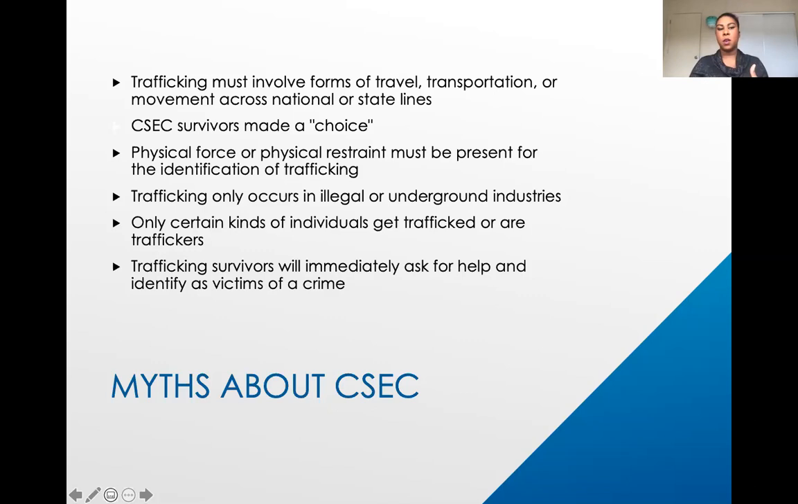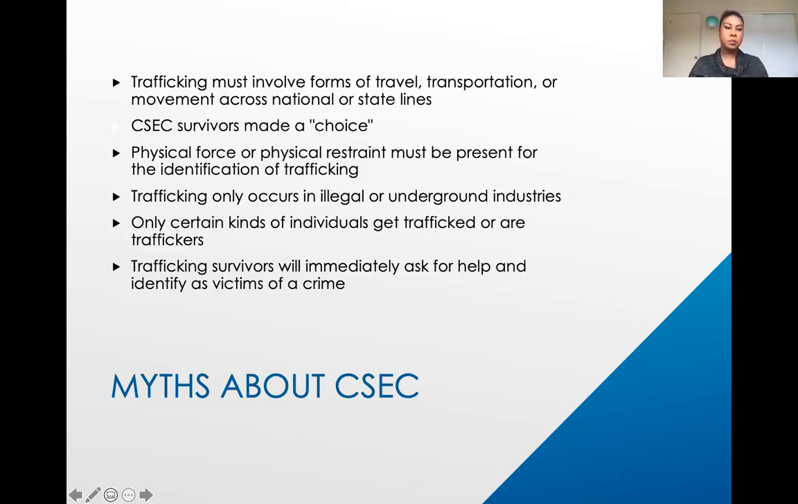Another big one is that trafficking only occurs in illegal or underground industries. One thing we know is that you can have somebody who is a CSEC survivor in what we would have known as a legitimate business. One that comes up often is, unfortunately, children who are forced into pornography. Legitimate pornography is a non-illegal business, but this can happen in even legitimate businesses. Another one is modeling agencies, where they are legitimate businesses, but trafficking and CSEC can happen in those just as frequently as they do in illicit businesses, like gang activity and things like that.